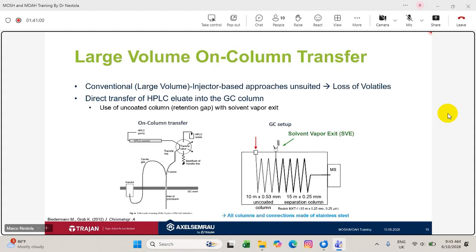We are shooting it into our pre-column. Inside the GC, it looks like this: a 10 meter pre-column, an uncoated capillary, then another T piece, and a so-called solvent vapor exit. I will show you in the next slide what especially happens in the stages. Then we have our separation column connected to that, and then an MS or FID, whatever. So that's only the setup of the instrument. At this stage, I think it's easy to understand.